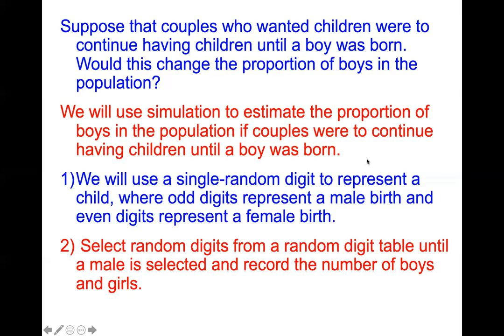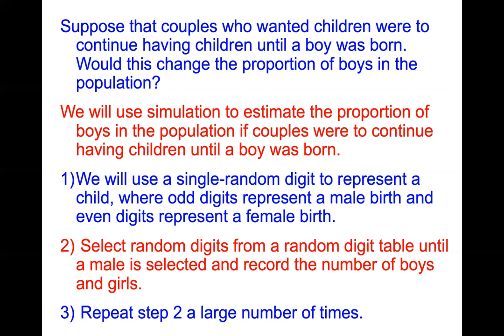And then I'm going to select random digits from a digit table one at a time. And I'm going to stop once a boy is recorded. And that stops the trial. That's my stopping rule. All right, and then my outcome will be just how many boys, right? How many boys out of the total, what is the proportion of boys in the population once the trial is done, or once the trials are done? All right, we're going to do many, many, many trials and see what happens to that population.